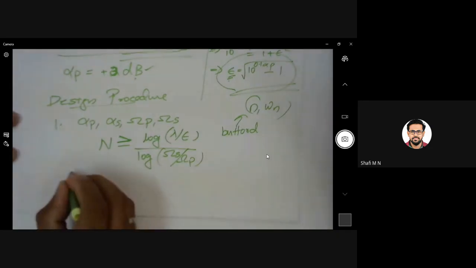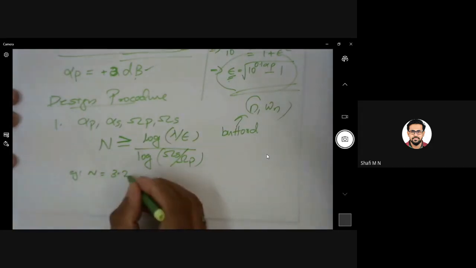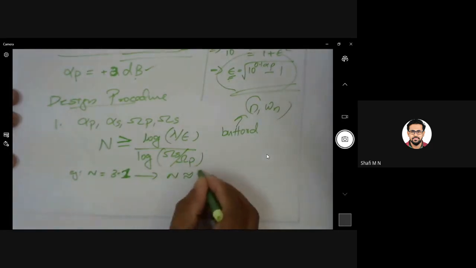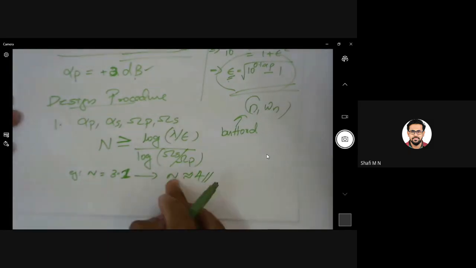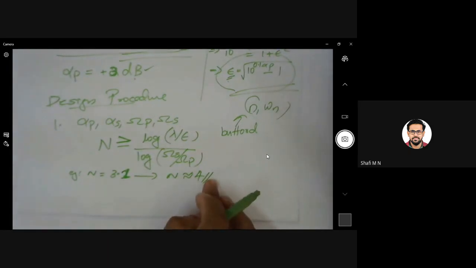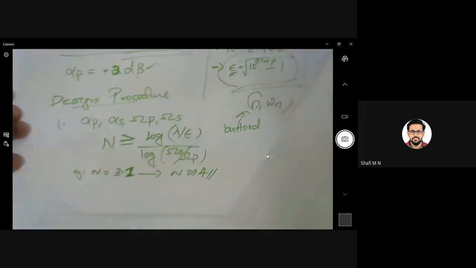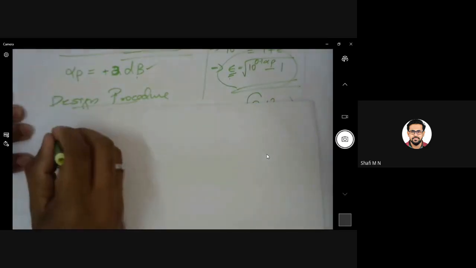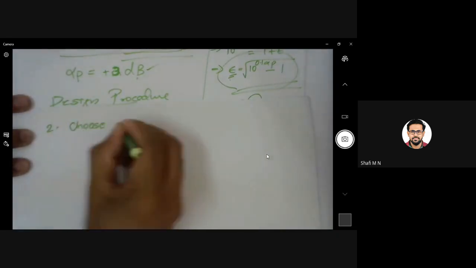For example, if you get the order as 3.2, or 3.1, you have to round it to 4, the next higher value. Even if it is 3.5 or 3.1, even if it is less than 3.1, you have to round it to the next higher value, that is 4. Clear? So this is how you can compute the order. Second step, you have to draw a table. The second step is to choose H of s.